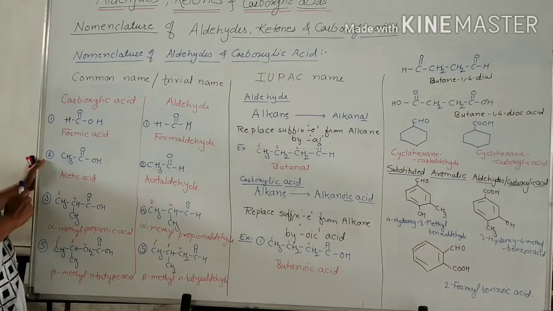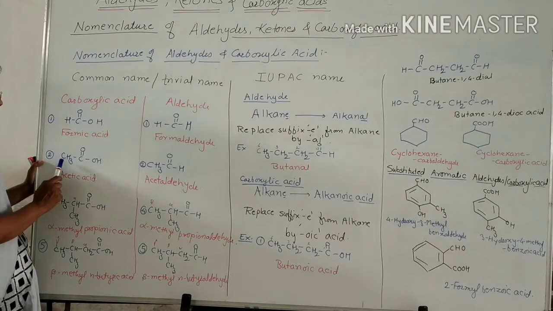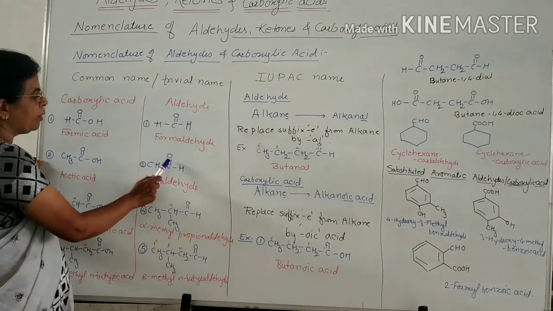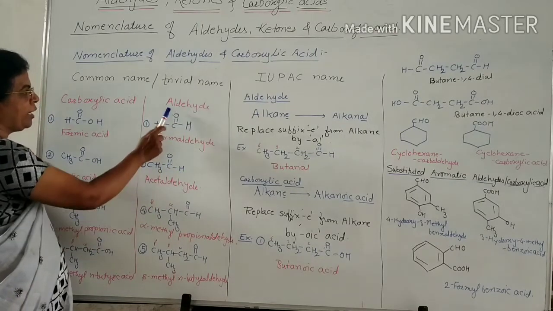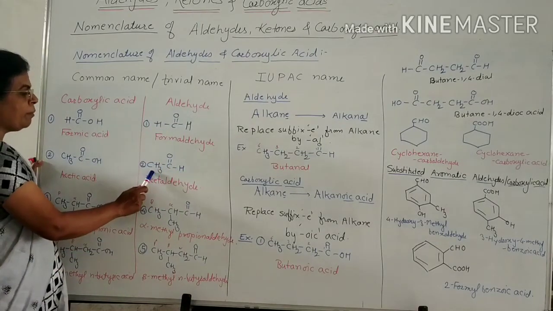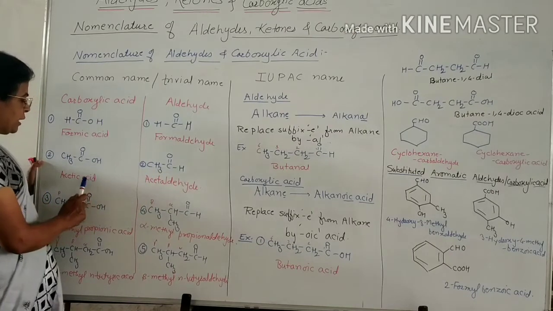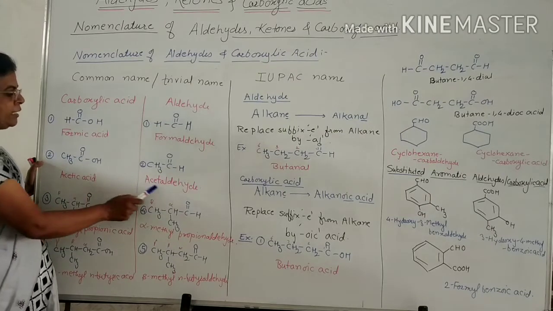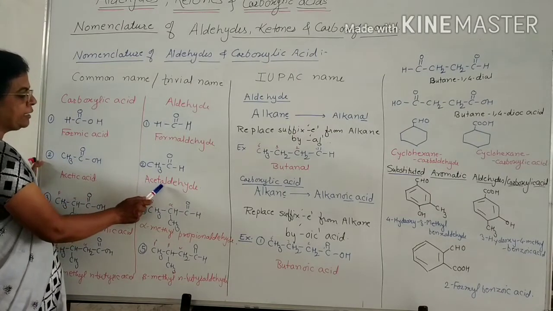Now second example, this is acetic acid, CH3COOH. Acetic acid. CH3CHO. This is aldehyde. Now name of this aldehyde is given from the name of acetic acid by replacing suffix IC acid by aldehyde, acetaldehyde.